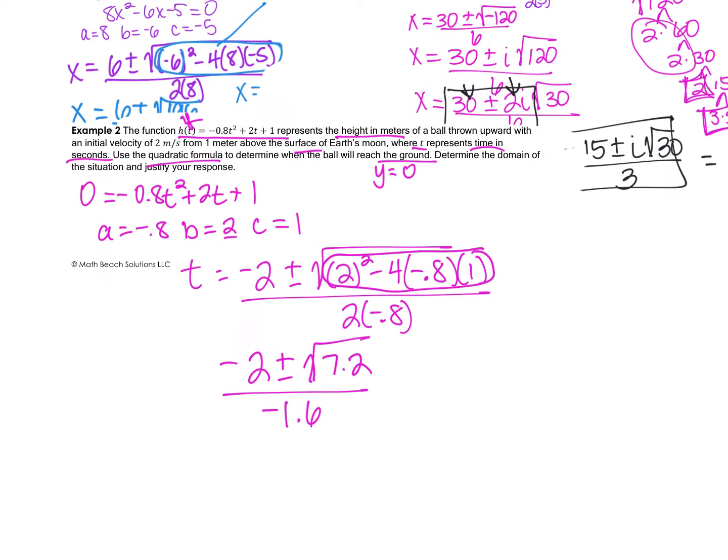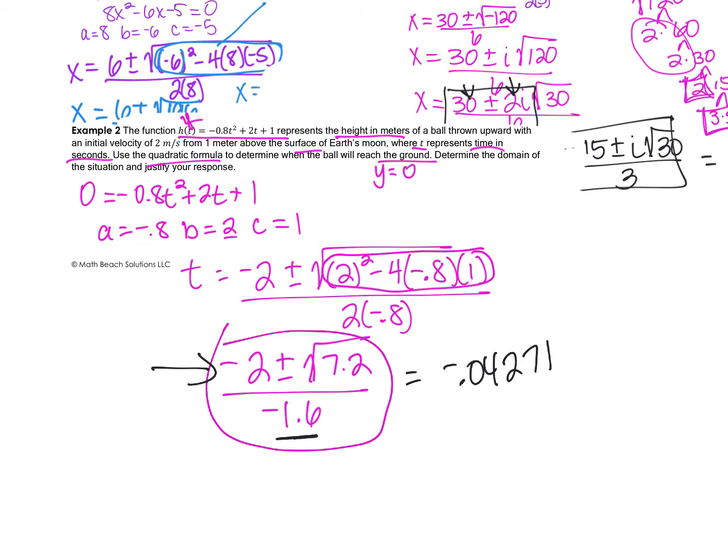Okay, so let's think about this situation. We're wanting to know when it will reach the ground. So we know that we should not get a negative answer. In real world situations, you're welcome to type this into the calculator. I would recommend typing in the numerator first, pressing enter, and then dividing it by your denominator. So your two answers, you should get negative 0.04271, and then the other one would be 2.9271. So again, we're trying to find when the ball will reach the ground. We're not dealing with negative seconds, so it would be 2.9271 seconds.